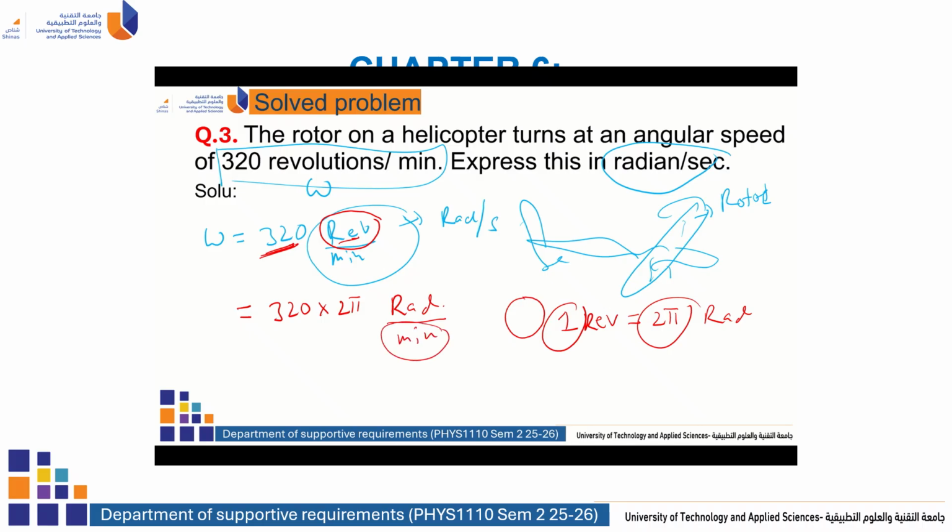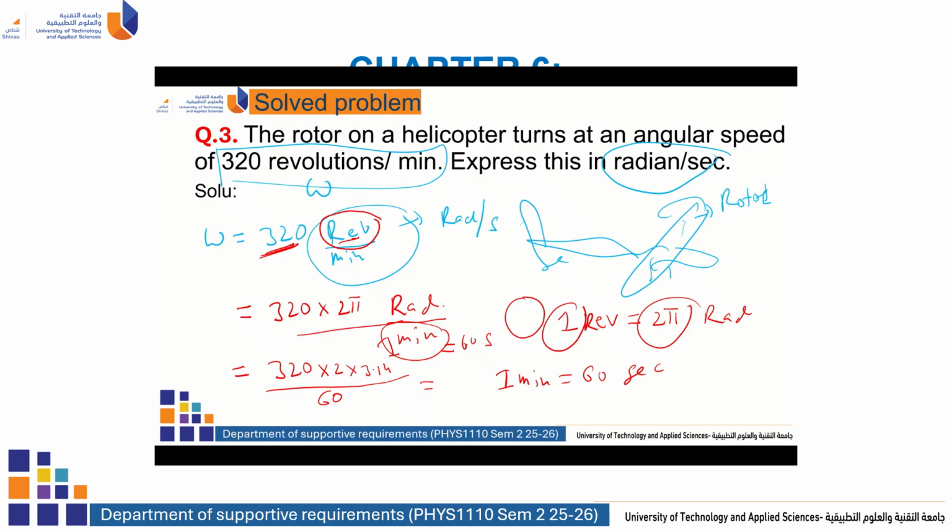We know that 1 minute is equal to 60 seconds. This is in the denominator, so I will change this 1 minute to 60 seconds. Here I will write 320, 2, pi is 3.14, and 1 minute is equal to 60 seconds.